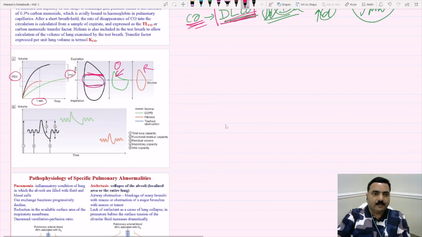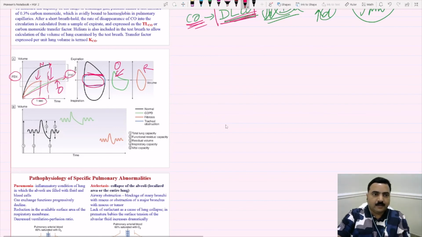If this is your normal, in both restrictive and obstructive, FVC is decreased. In 1 second you cannot exhale as much, so FEV1 is decreased, but the time taken for the whole expiration to happen is very much increased. So this is your obstructive. It's very short compared to the normal. This is the normal time, the time taken is over here.